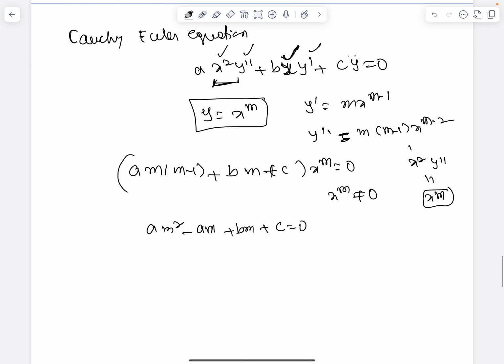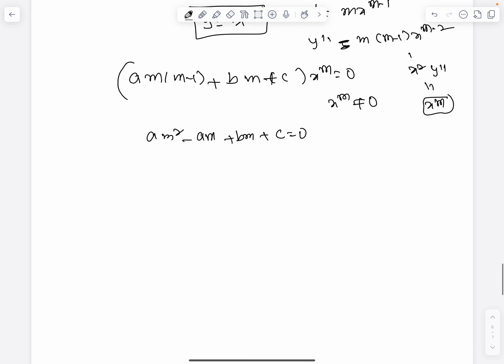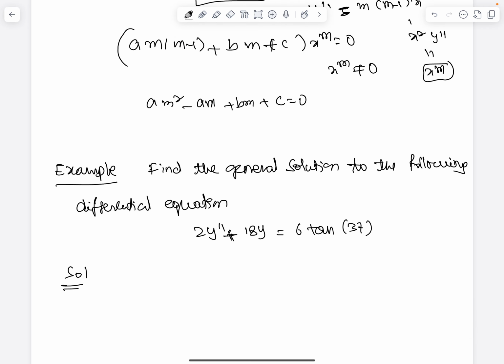You have the roots like complex roots, real roots, and same roots. Real also has two cases: distinct real roots and then same repeated roots. All those things you will be getting as solutions, and then we proceed further to find the non-homogeneous solution. So we are solving another example.